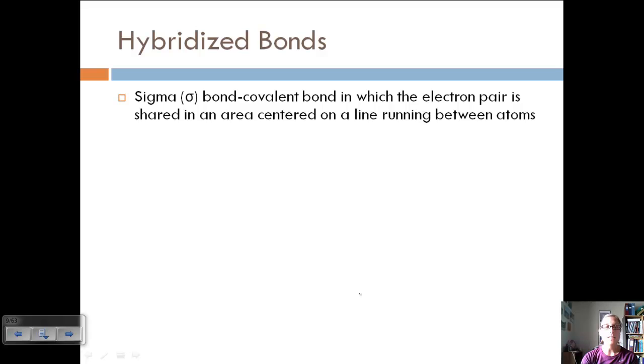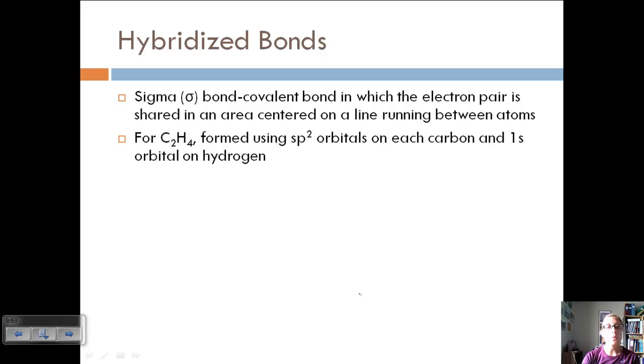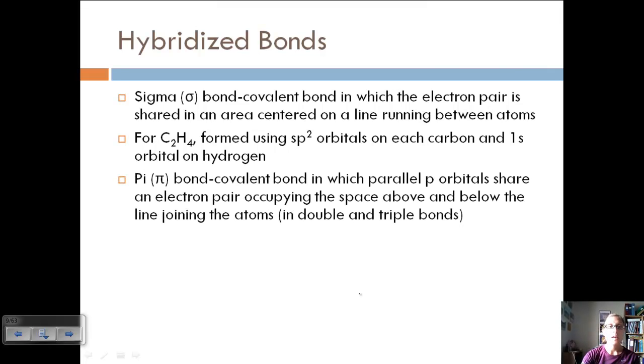Okay, so we can have what's called a sigma bond, and it's a covalent bond in which the electron pair is shared in an area centered on a line running between atoms. Think of it like a single bond. For C2H4, this is formed using sp2 orbitals on each carbon and a 1s orbital on the hydrogen, because remember, hydrogen contributes 1s valence electrons.